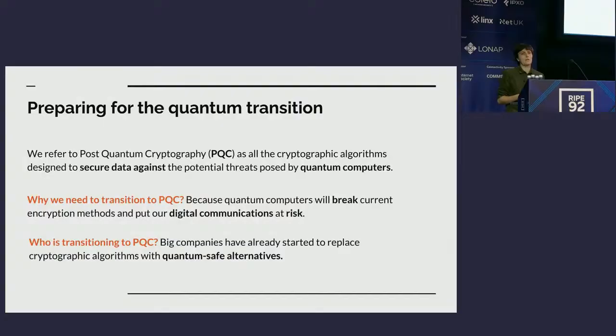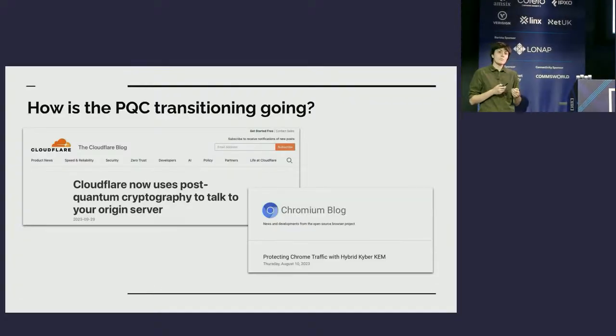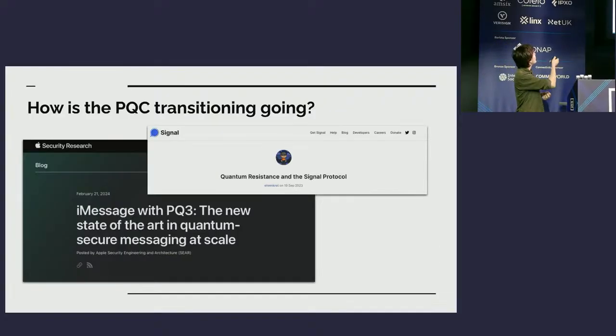Of course, big companies like Google and Apple. Signal is also already using post-quantum cryptography, and they are switching to quantum-safe alternatives. For example, Cloudflare already uses post-quantum cryptography for their communications. Chromium is using it, Mozilla, of course. And in 2024, iMessage started using their own version of iMessage protected with post-quantum cryptography. Signal already did in 2023.